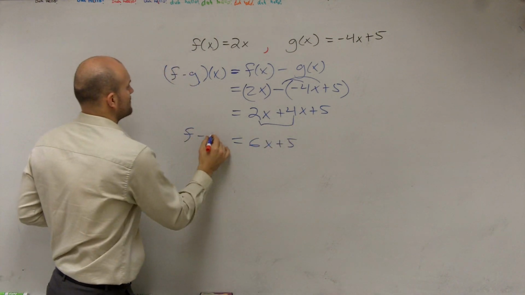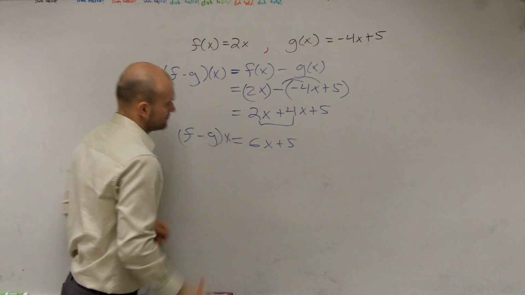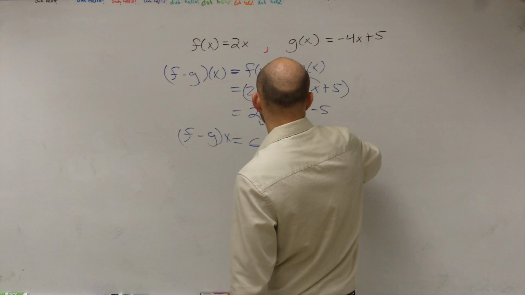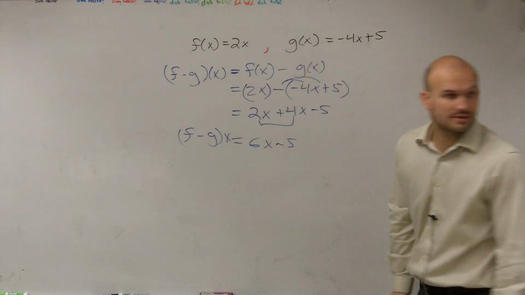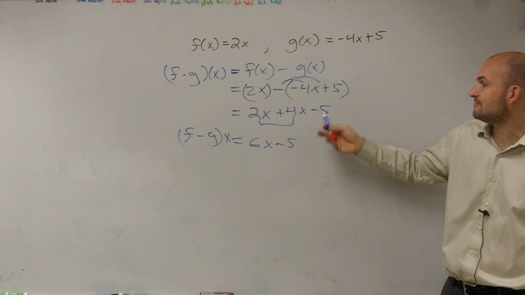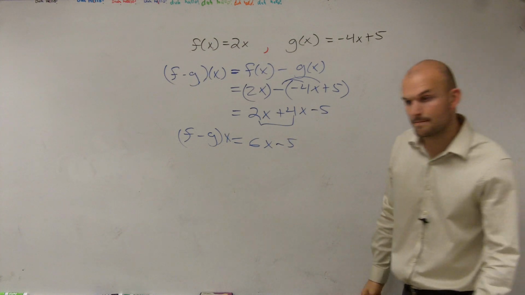So you could say f minus g. Ooh, nice catch. I even did my distributive property wrong. Very good. Right? You apply distributive property. Negative 1 times 5 is a negative 5. So 6x minus 5. Good job.